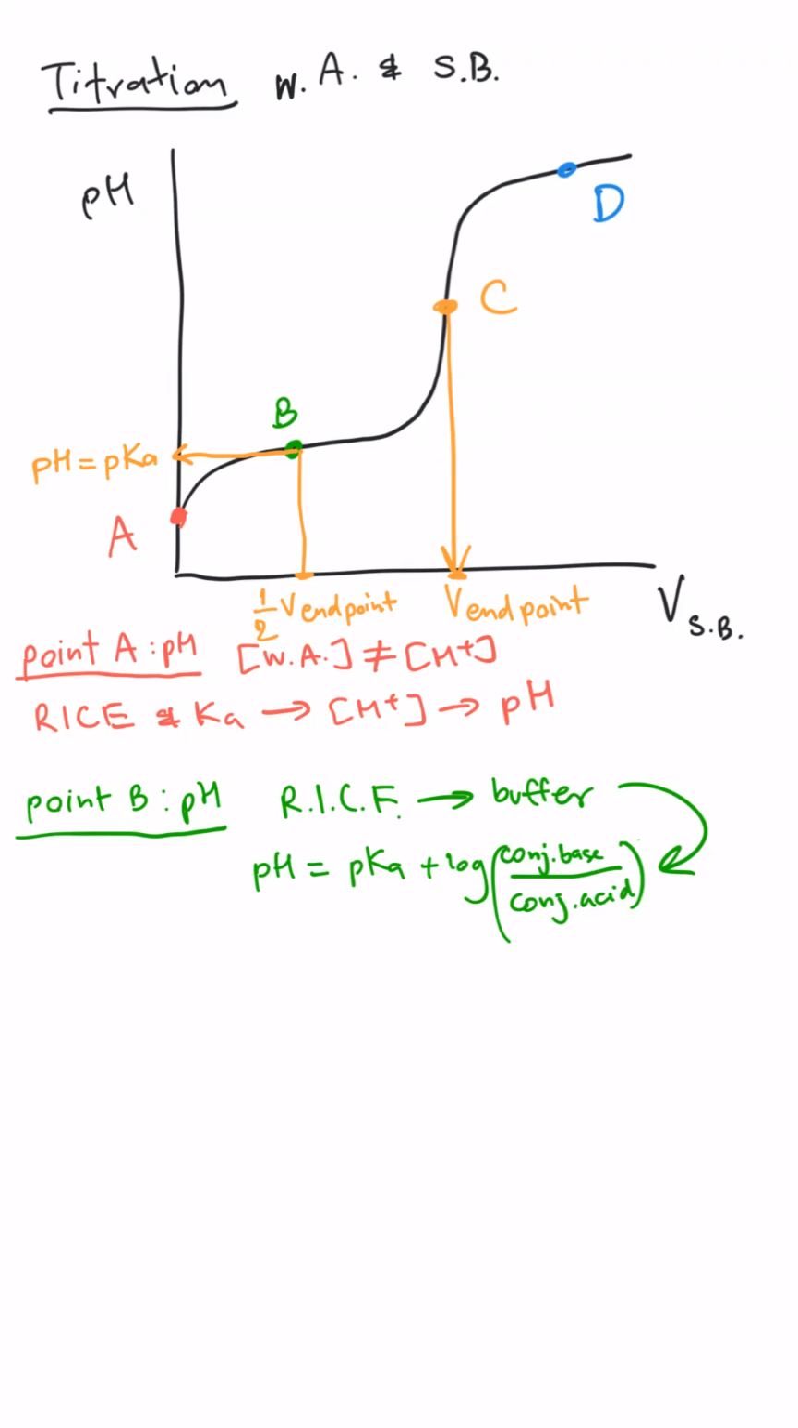And again, pKa plus or minus 1, this range will tell you the buffer range. So within this range of plus or minus 1, this range right here, we consider to be a buffer range.